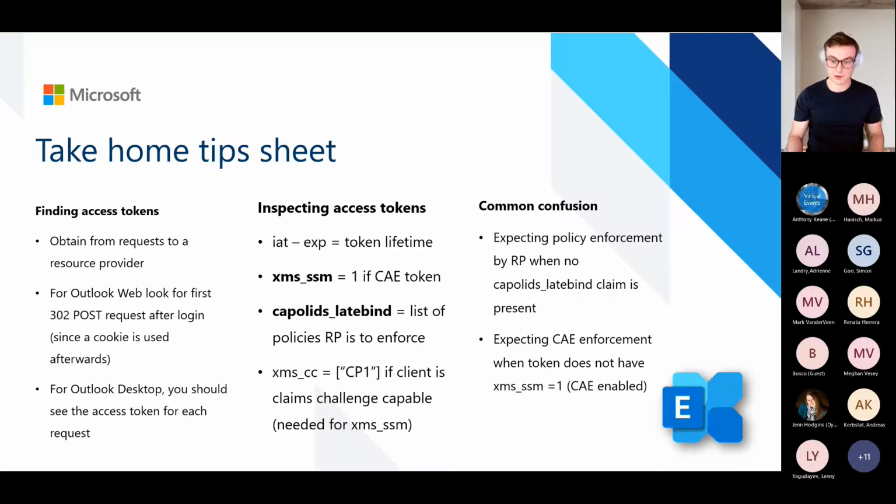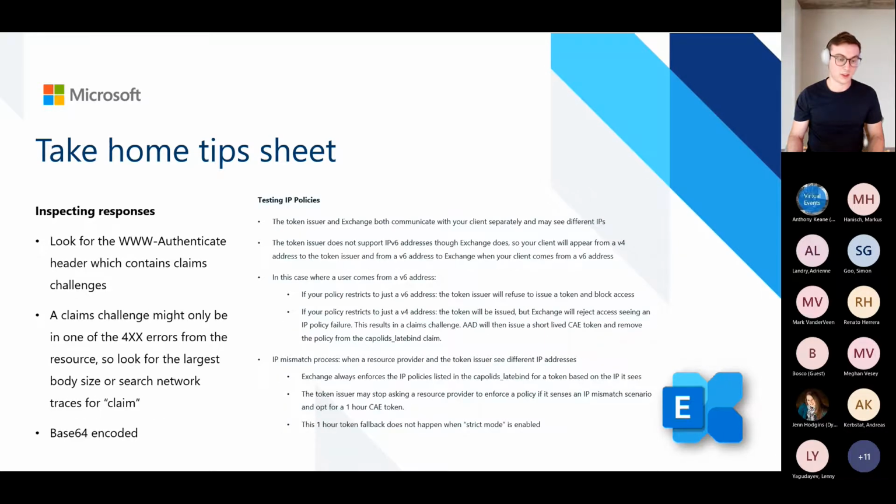We can get into that a bit afterwards, but for troubleshooting Exchange, this is what you would need to take a look for. Or expecting CAE enforcement when that XMS SSM1 claim is not there. And there's reasons why that might not be there as well, which we can get into. For testing IP address policies, I can give a bit of an overview. That's also meant a little bit as a note for afterwards.